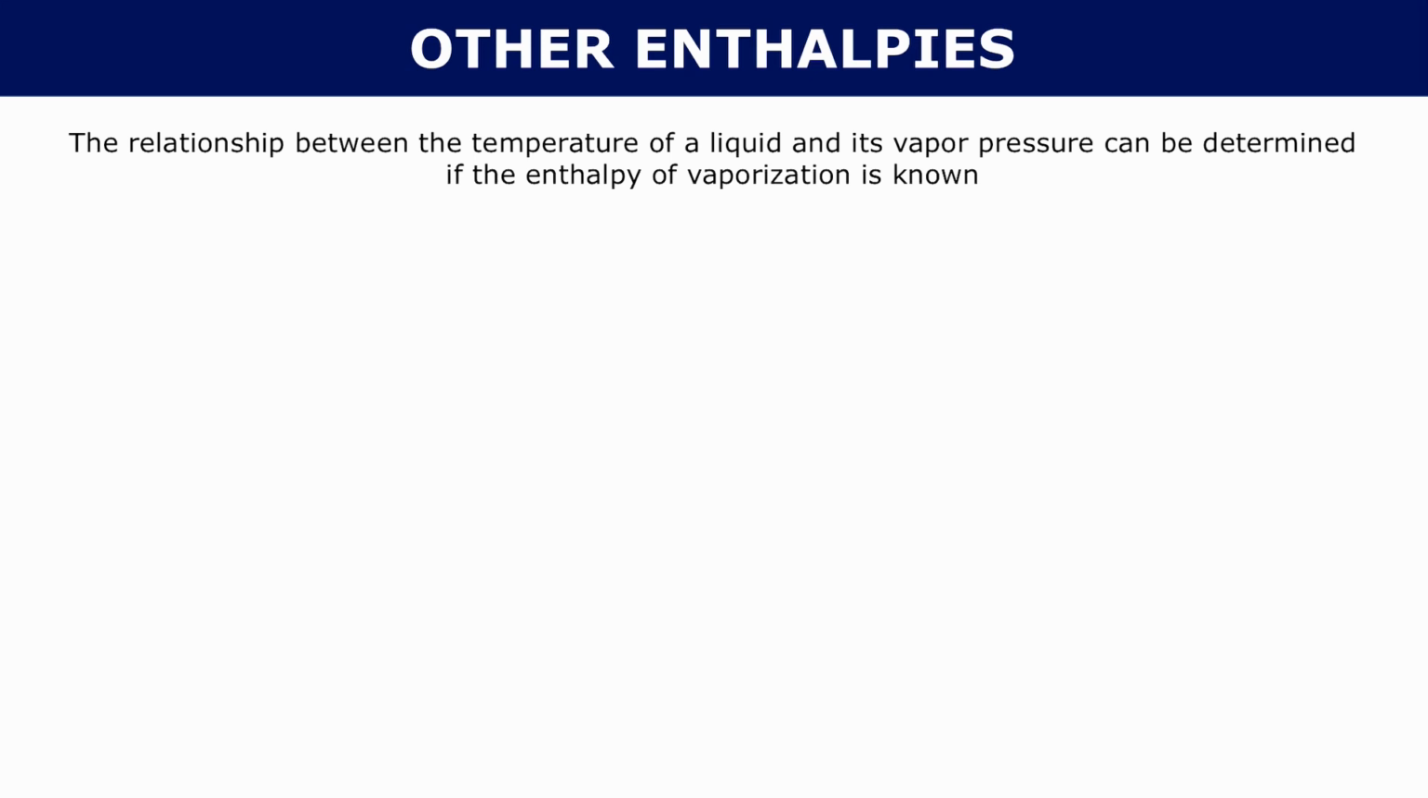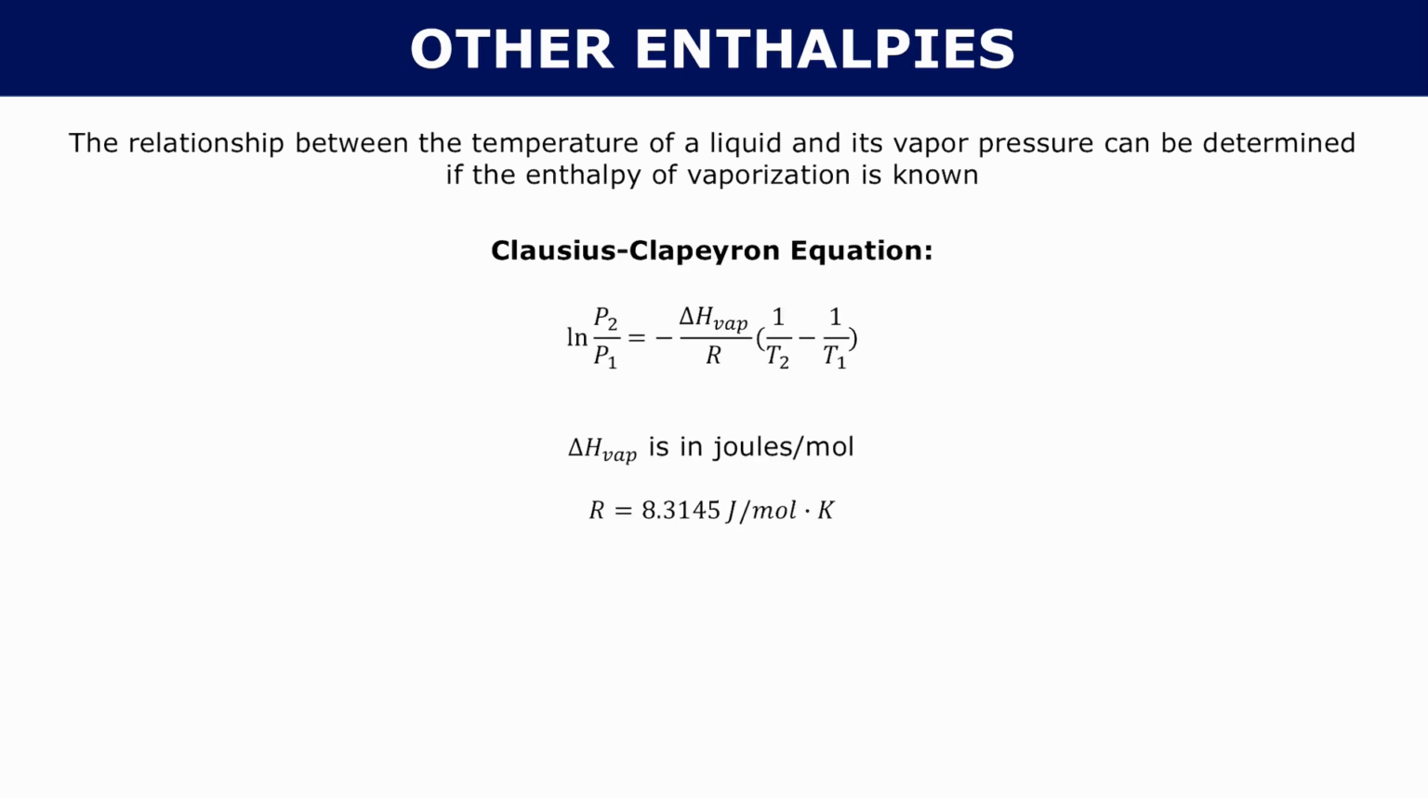The relationship is expressed in the form of the Clausius-Clapeyron equation, and it tells you that the natural log of pressure 2 over pressure 1 is the negative enthalpy of vaporization over R times 1 over temperature 2 minus 1 over T1.